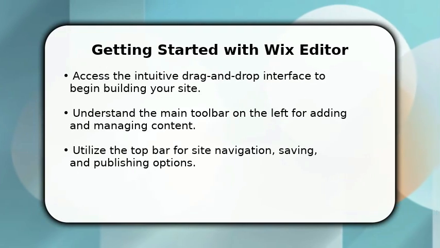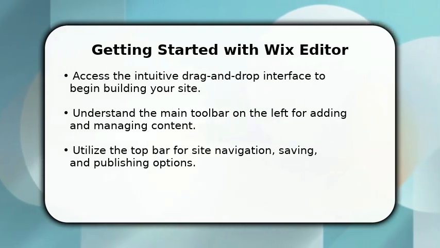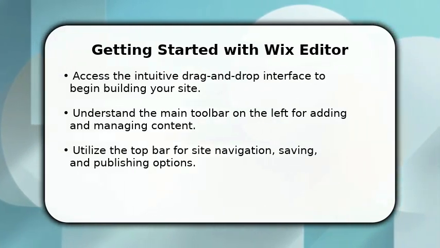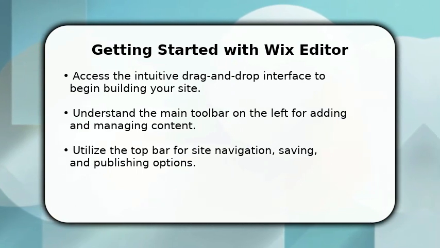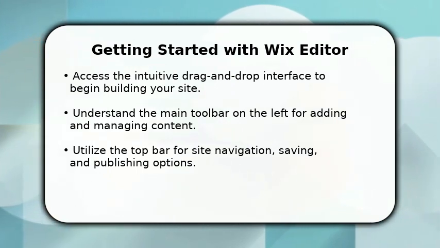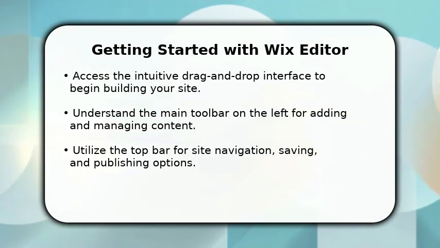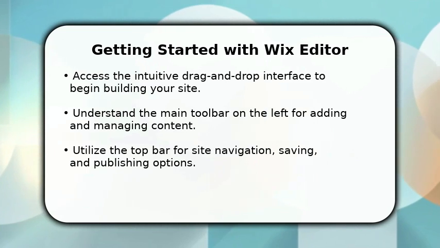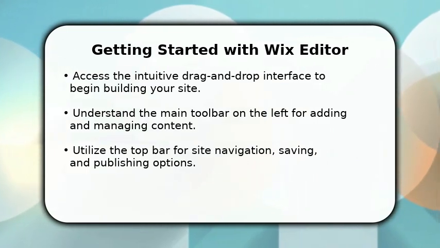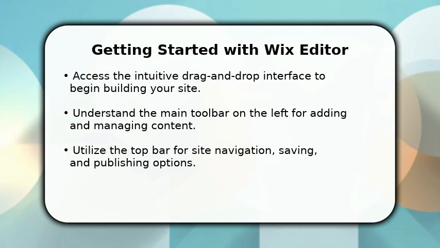In this video, I will explain how to use the Wix website editor. First, navigate to your Wix dashboard and select Edit Site to open the editor. You'll immediately see the intuitive drag-and-drop interface, which is your primary workspace. On the left, you'll find the main toolbar, offering quick access to elements like text, images, and sections.